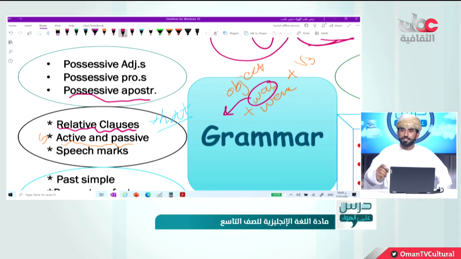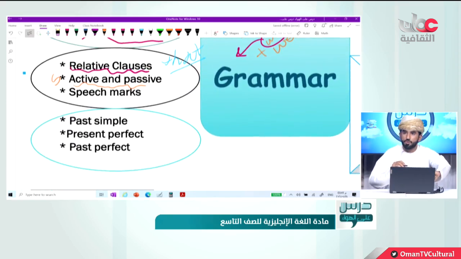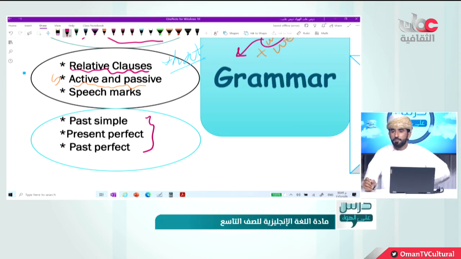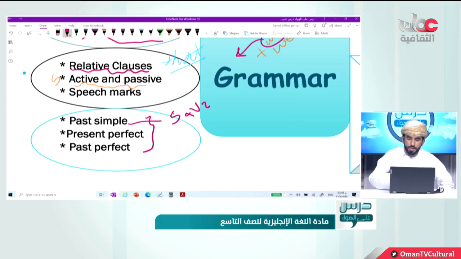So this sentence is in the passive. Speech marks, I'm not going to go through them. You know them. Past simple. All of those three grammar rules, they're very important. Past simple, it is an action happened in the past and it's done, finished. It doesn't exist anymore. And if we're talking about the form, then we say subject plus V2 plus object. V2, past simple, like went.